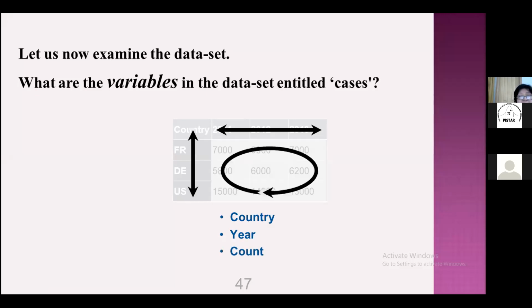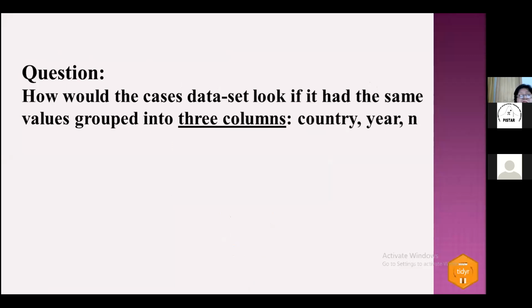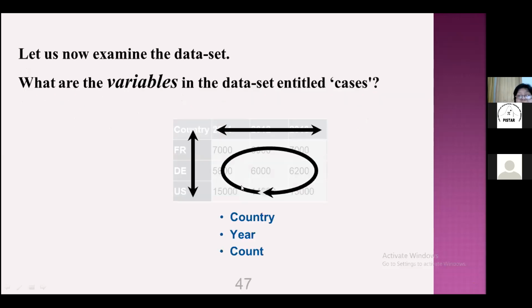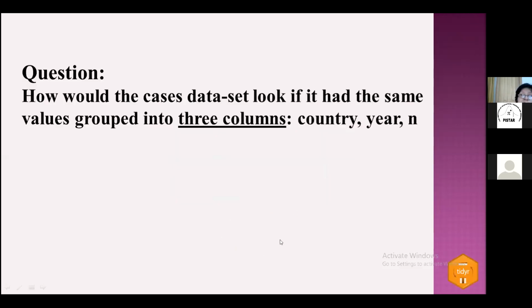All right. If this is so, then now let's look at this question. How would this cases data set look if it had the same values grouped into 3 columns, meaning those variables: country, year, and count? Now, instead of count, we want to call it n, number of cases. But just see what I have underlined: we don't want it in that previous format. We want them to be in columns.